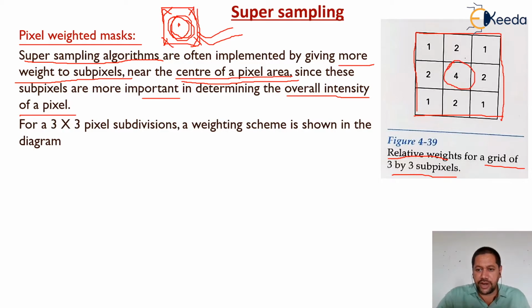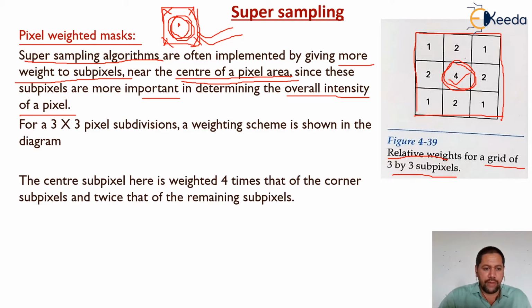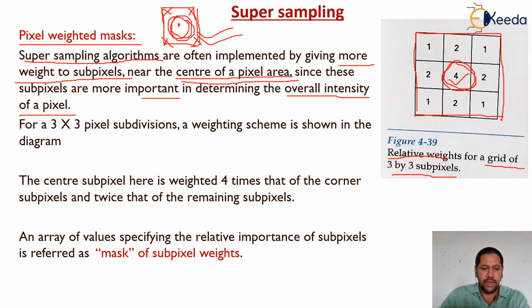This is my center subpixel, which has the higher intensity level. The weightage of this is 4, and that is what I have written. For a 3 by 3 subpixel grid, a weighting scheme is shown in the diagram. We can find here that the center subpixel is weighted 4 times that of the corner subpixel.